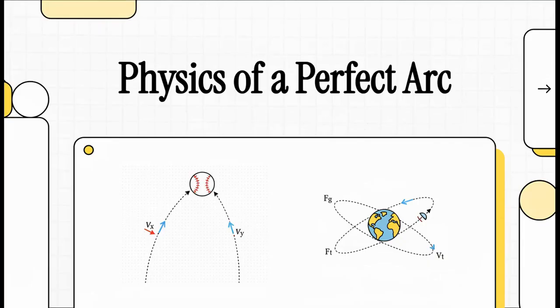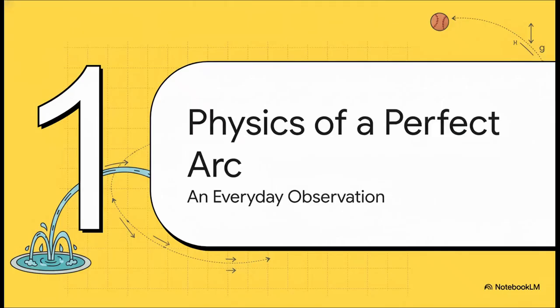Have you ever wondered what a perfectly thrown baseball and a satellite orbiting the Earth have in common? Well, believe it or not, there's some really elegant and surprisingly simple physics that ties them all together. And that's what we're diving into right now. All right, let's get right into it.